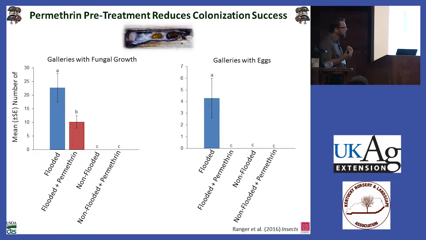But we are seeing that the colonization success is being somewhat reduced by insecticide applications. So galleries with fungal growth were significantly reduced in flooded trees that were treated with permethrin. So that's encouraging. And galleries with eggs, actually, we didn't find any galleries with eggs in flooded trees that were treated with permethrin. So again, in addition to just simply reducing the number of attacks, we're also finding that preventative applications are in fact reducing the colonization success.